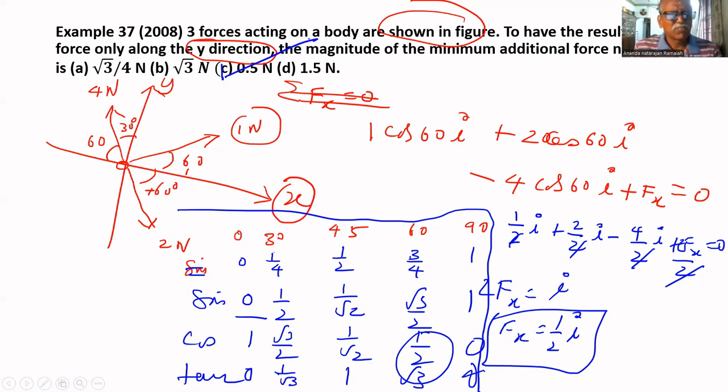1 by 2 I is needed to make the force along the x direction equal to 0. All x direction forces must be 0. Then only the resultant force will be along the y direction. Shall I move to the next sum?